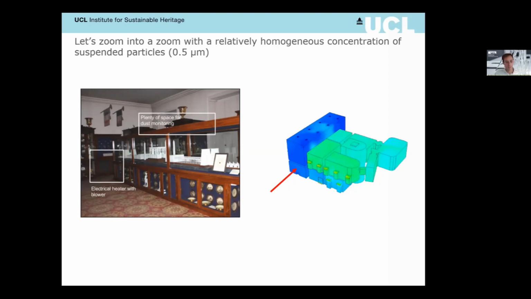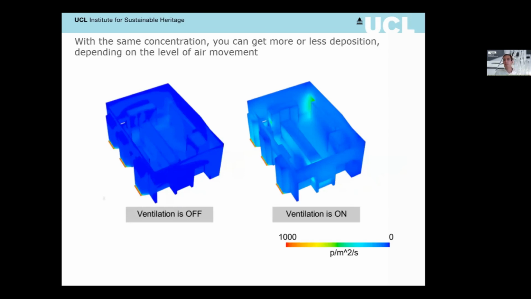However, if we look at the deposition rate of these particles, so how many particles reach the surfaces, that's what this simulation is indicating. And you can see that the units are in particles per square meter per second. So that's a flux of particles. You can imagine like a rain of particles reaching a surface. If you measure or simulate this, you're going to see that the result is very different depending on whether the ventilation is on or off.